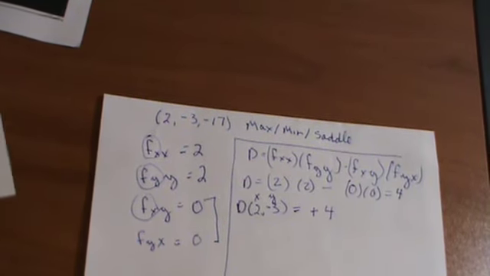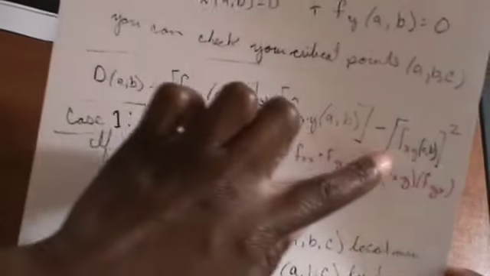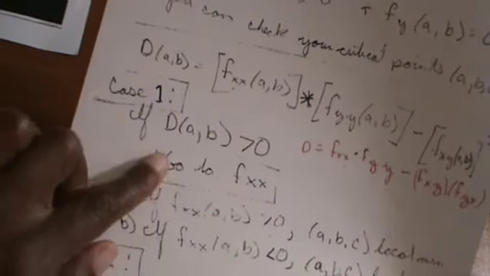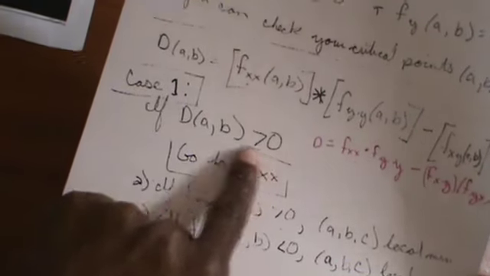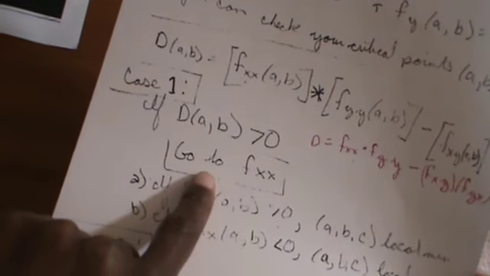So let me go to my table, and you guys should have your rules in front of you so that you can follow along. So look, I tried to plug my critical point into this equation, and when I did, it spit out a positive 4. So I'm on case 1. D at my critical point is positive.